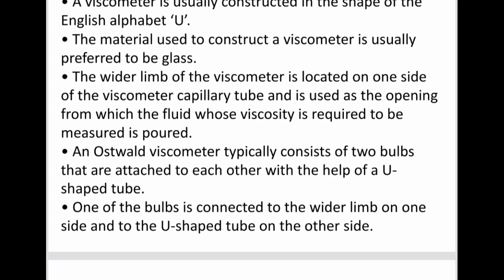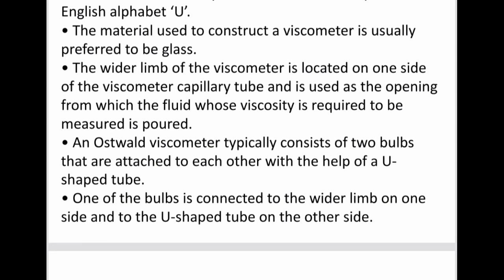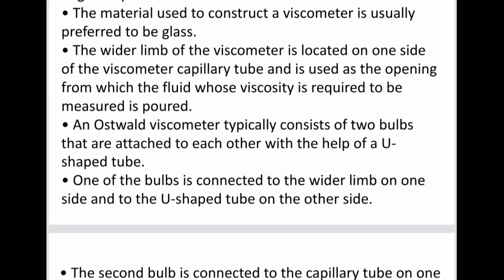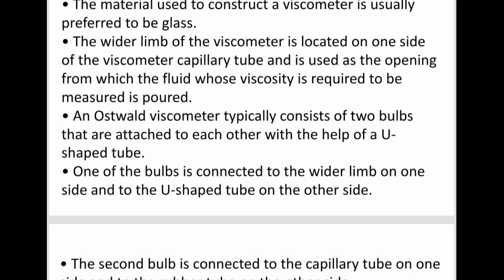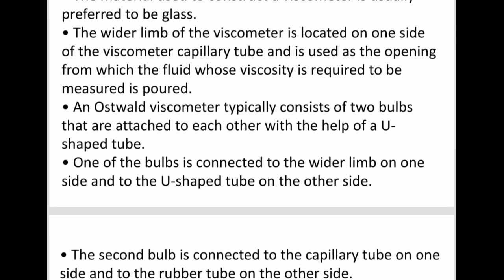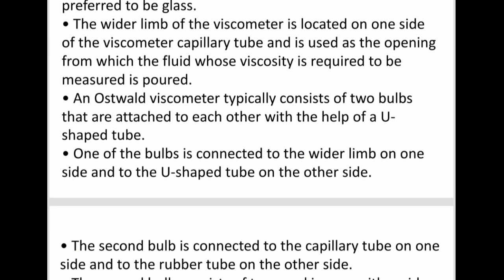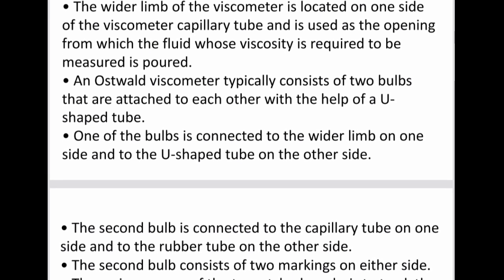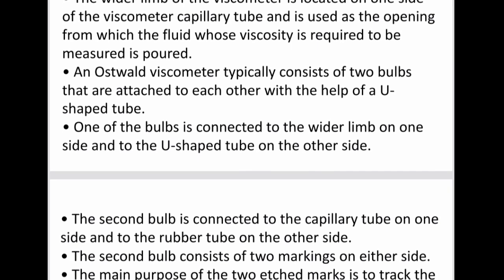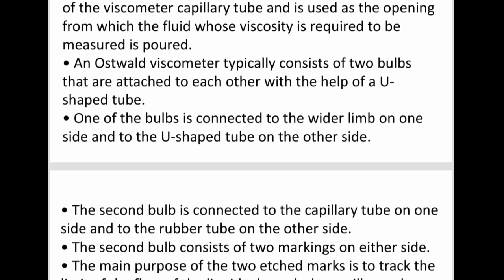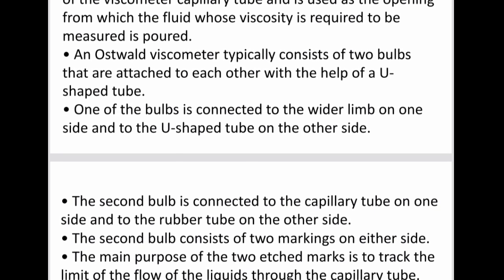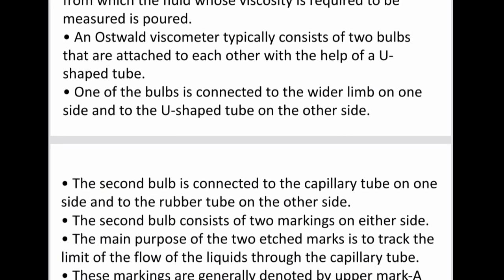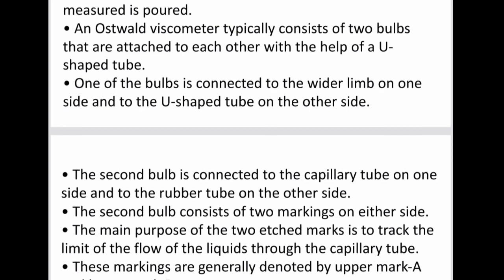The wider limb of the viscometer is located on one side of the viscometer capillary tube and is used as the opening from which the fluid whose viscosity is required to be measured is poured. An Ostwald viscometer typically consists of two bulbs that are attached to each other with the help of a U-shaped tube. One of the bulbs is connected to the wider limb on one side and the U-shaped tube on the other side. The second bulb is connected to the capillary tube on one side and to the rubber tube on the other side. The second bulb consists of two markings on either side.